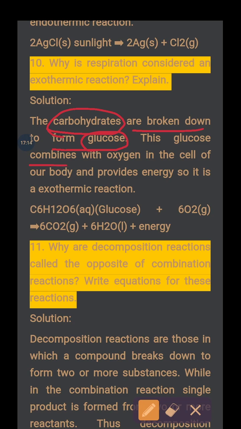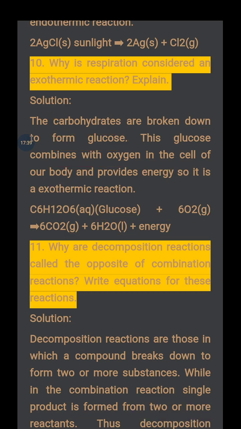When glucose reacts with oxygen in the cells of our body, it provides energy. We get the energy from the food that we have eaten. So it is an exothermic reaction: C6H12O6 + 6O2 gives 6CO2 + 6H2O + energy.